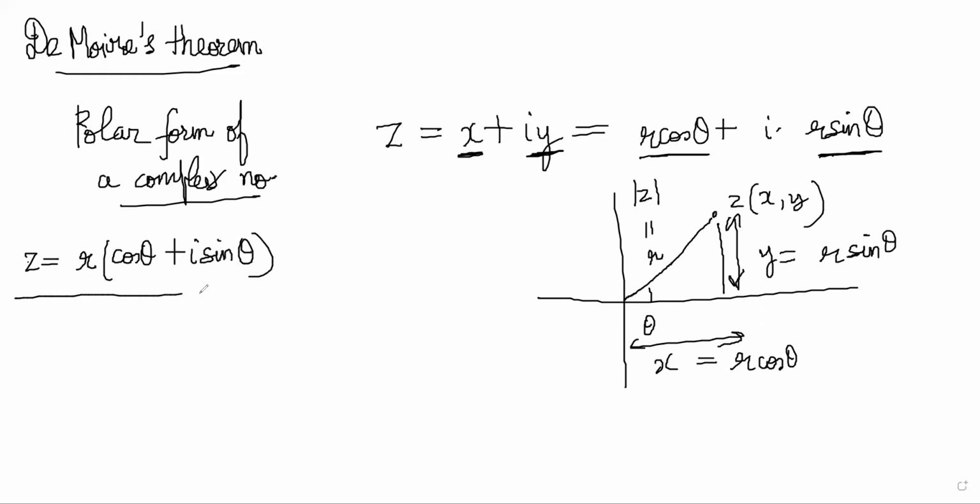So this is the polar form of a complex number. Now, where x and y are basically r cos theta and r sin theta, r is equal to the modulus of the complex number.